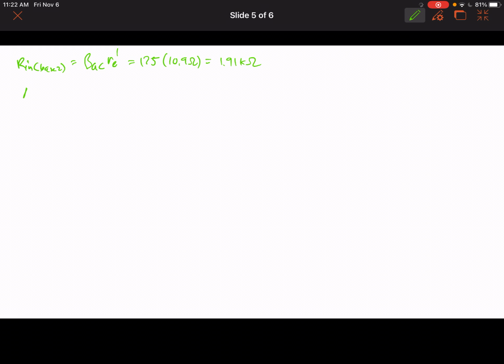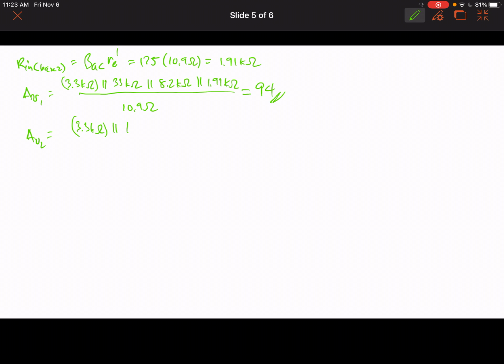So now that we know this, AV1 is just 3.3 kilo ohms parallel to 33 kilo ohms, parallel to 8.2 kilo ohms, and parallel to 1.91 kilo ohms, divided by RE prime, which is 10.9 ohms. This gives us the voltage gain for stage 1 to be 94. For stage 2, the voltage gain is 3.3 kilo ohms parallel to 18 kilo ohms, divided by 10.9 ohms. And this gives us a gain of 256 for the second stage.